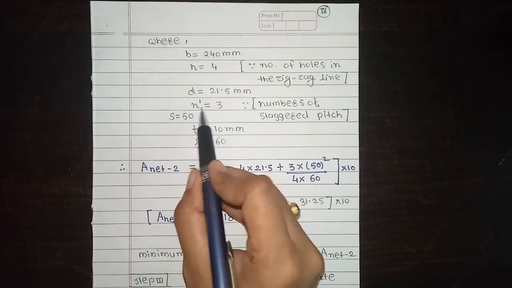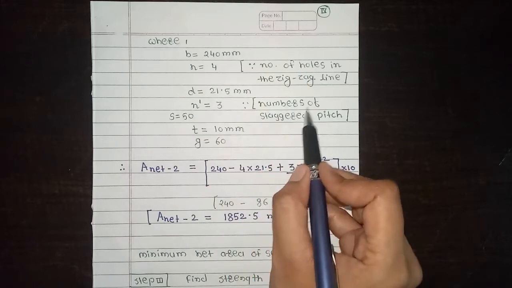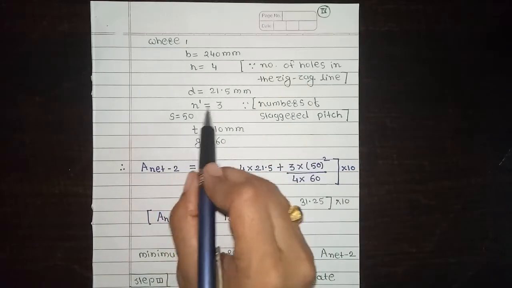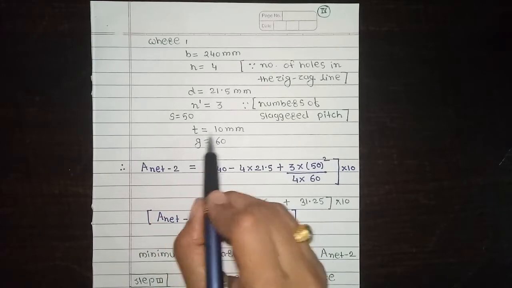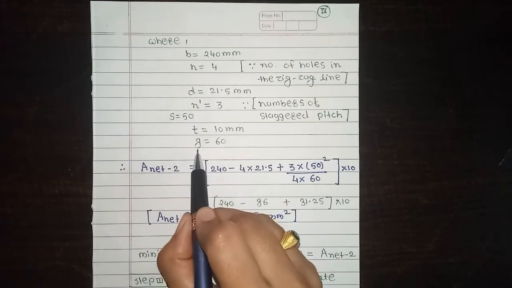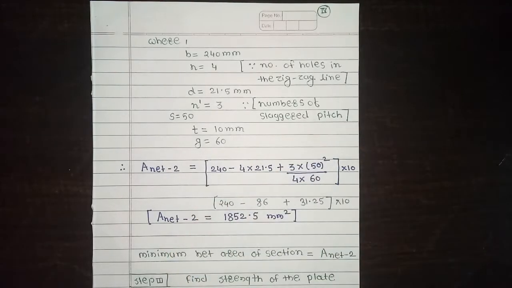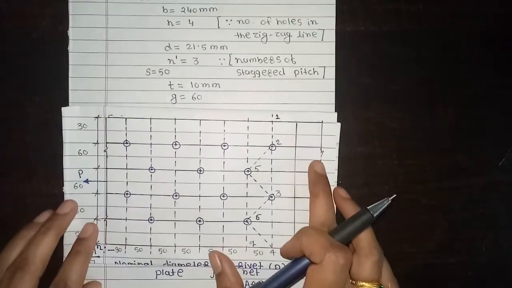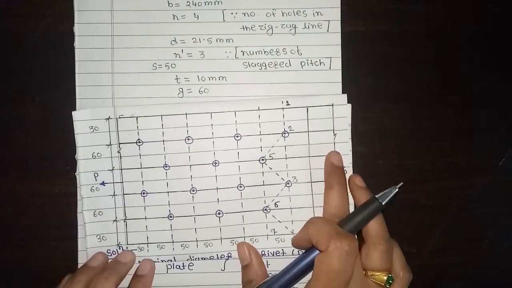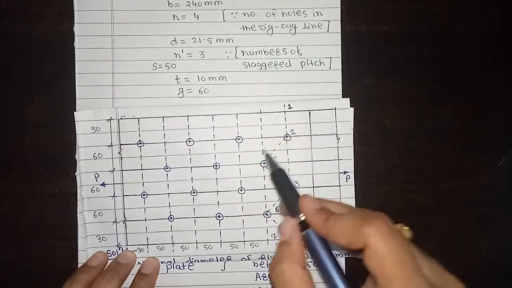n dash is equal to 3. So what is the meaning of n dash? n dash is the number of staggered pitch. So n dash is equal to 3. s is equal to 50. t is equal to 10 mm thickness of plate, and g is the gauge distance, 60 mm. See here, n dash is equal to 3, number of staggered pitch.